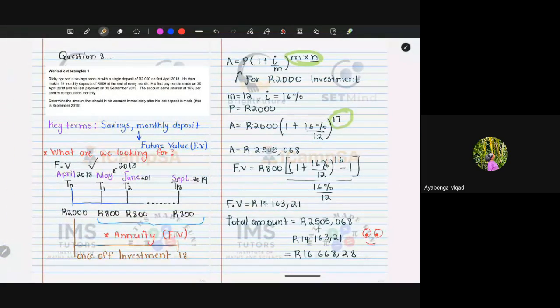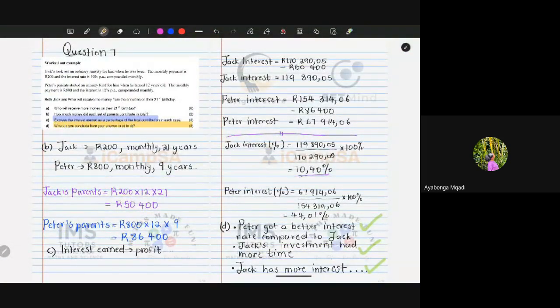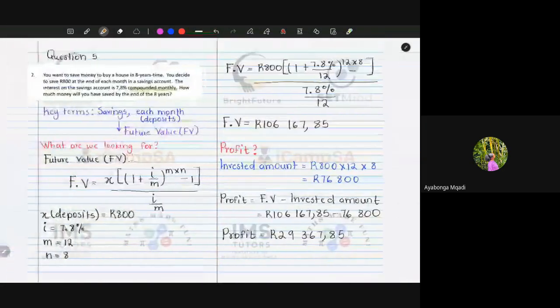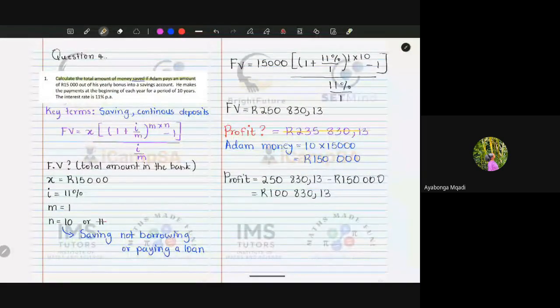So just to quickly scroll, we covered a couple of problems, as you can see. We looked at how we use the timeline to make sense of the time. We also had questions where we needed to do comparisons in investment. Who's getting the better rate, if you remember, between Jack's parents or Jack and Peter? We also did other questions, looking at the future value and figuring out how much we got out of the investment, the profit, and so on. So there's a lot of questions which we did, guys, on future value.